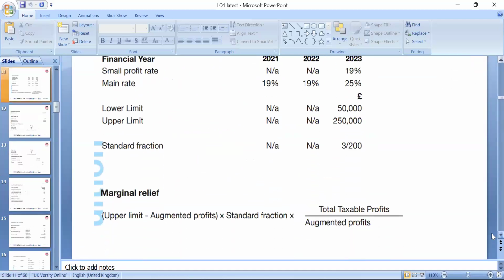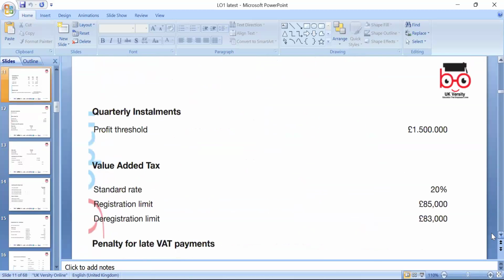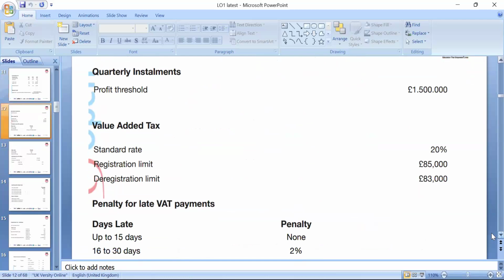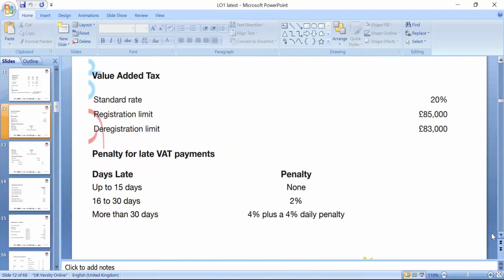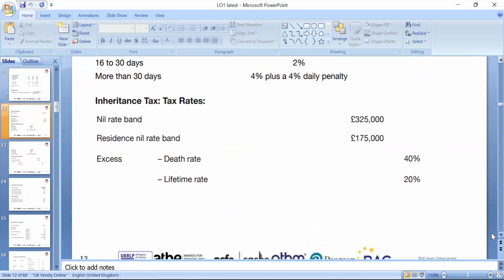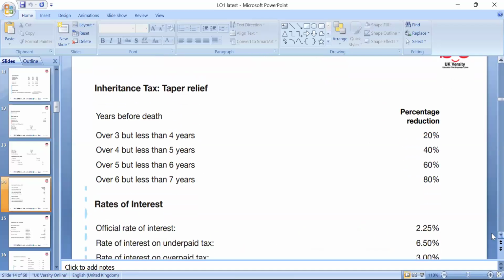Corporation tax is 19%, marginal relief, which we can look around. A profit threshold, that we can look around. And we can look around the marginal relief and value added tax, the VAT, to register and unregister yourself. That's what we need to look around.